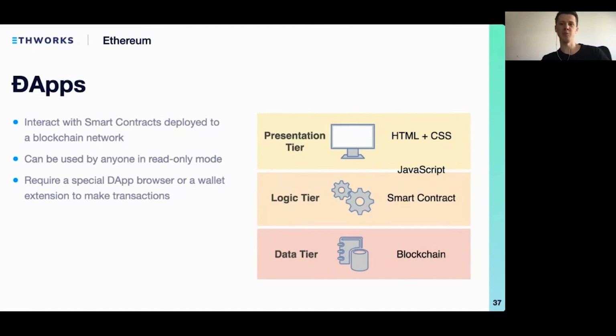So the architecture of such an application can have 3 layers. You have a presentation layer in the browser, which is managed by HTML and CSS, and also some JavaScript. Then you have a logic layer where JavaScript can also be used, but the main logic is done in the smart contract. And also you have a data layer which uses blockchain, and I should also mention distributed storage here as well.